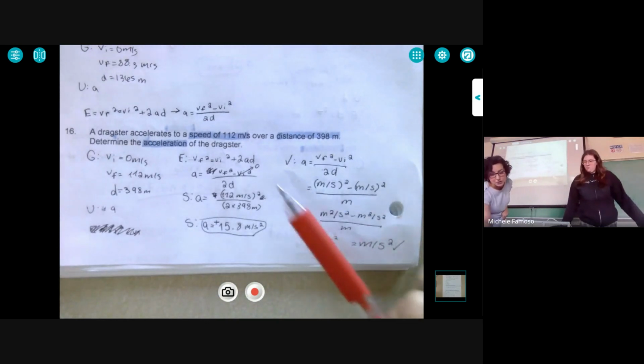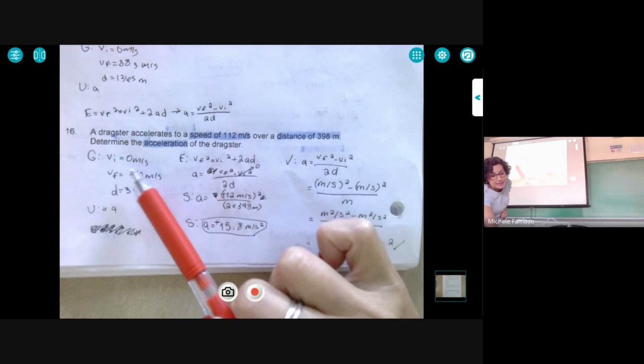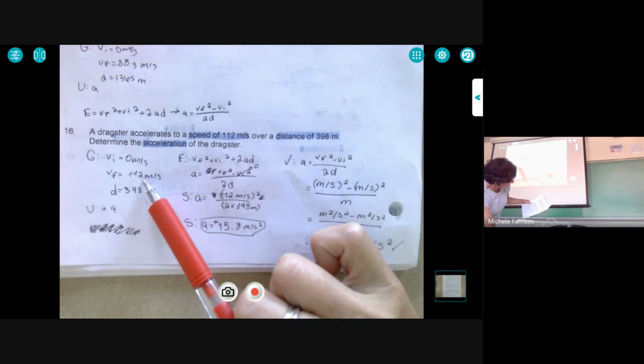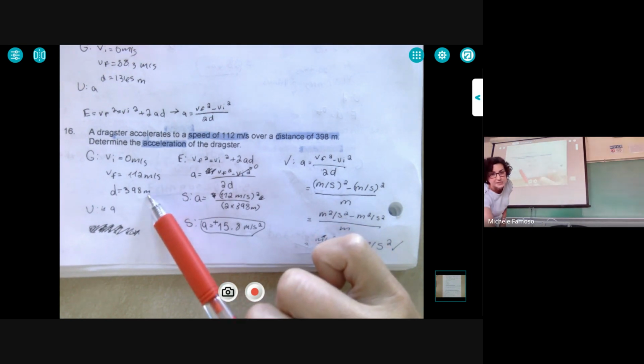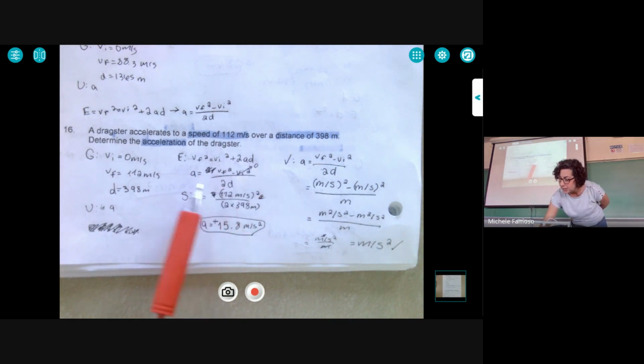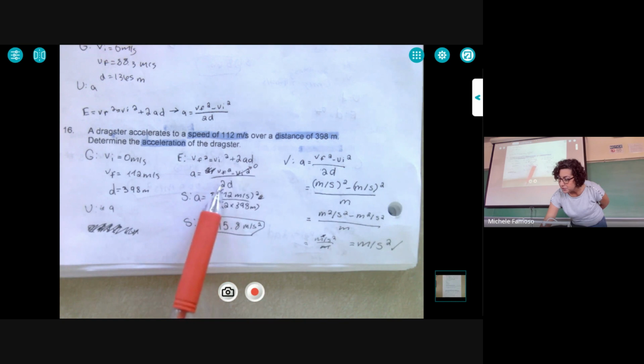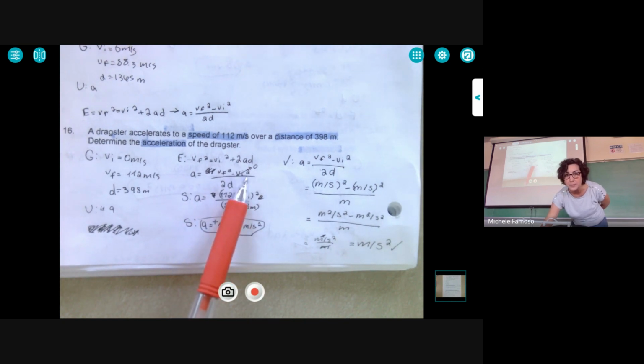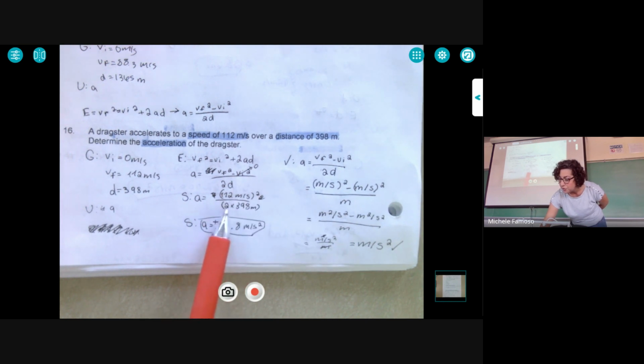Good. Oh, you even highlighted. So she's got her 112 meters per second, her 398 meters. We're looking for the acceleration. The VI is 0 meters per second. The VF is 112 meters per second. The D is 398 meters. You're looking for A. So VF squared is VI squared plus 2AD, so A is VF squared minus VI squared over 2D. The VI is 0, so that drops out. So we're doing 112 meters per second, that quantity squared, all over 2 times 398 meters, which gives us positive 15.8 meters per second squared. And this is the same check as what we had in 12, 13, and the first part of 15.